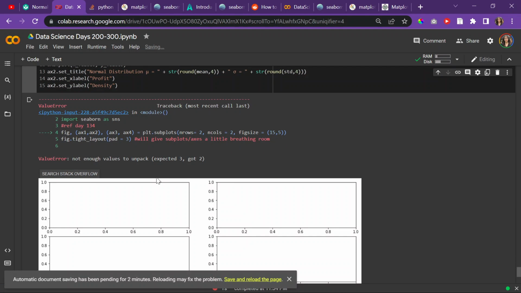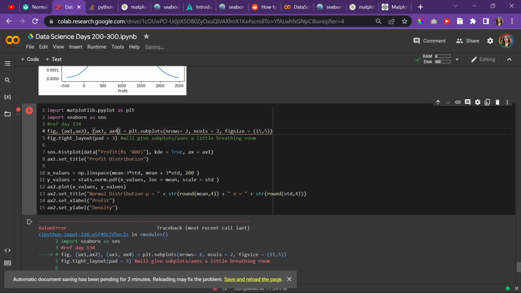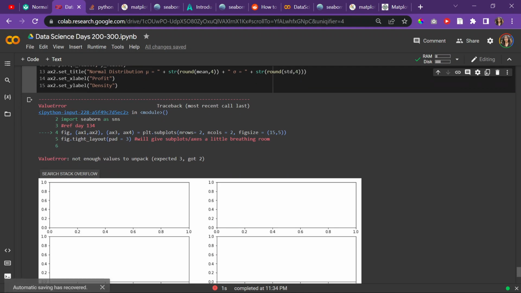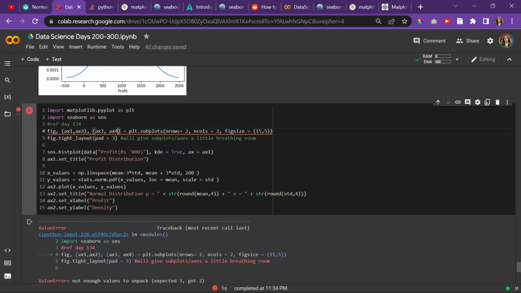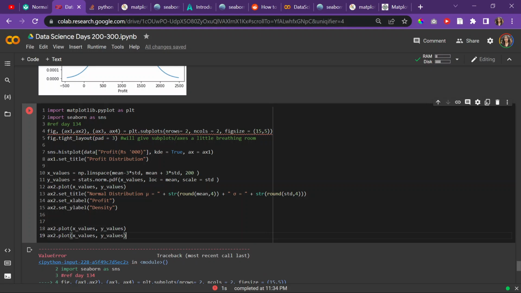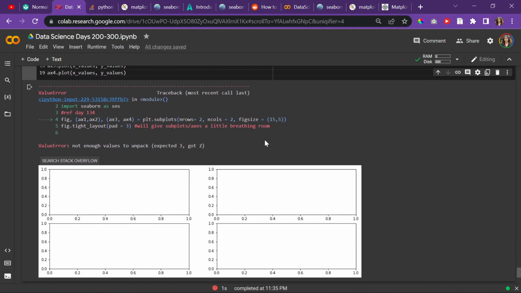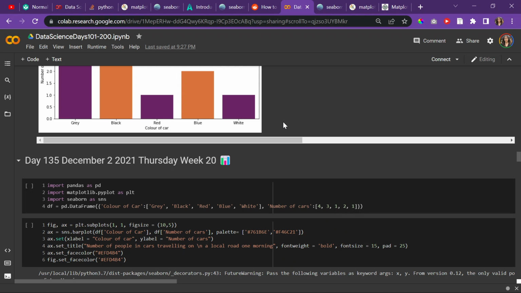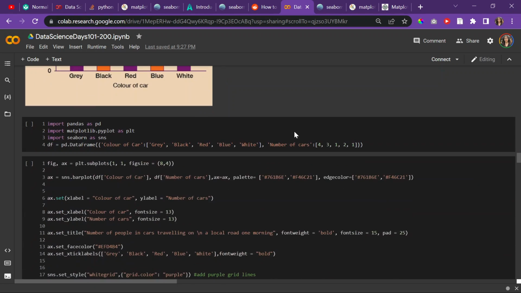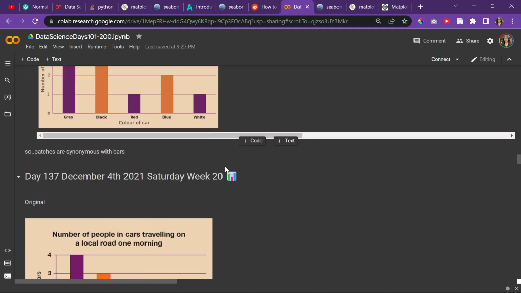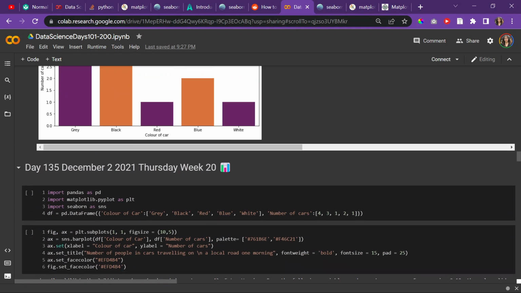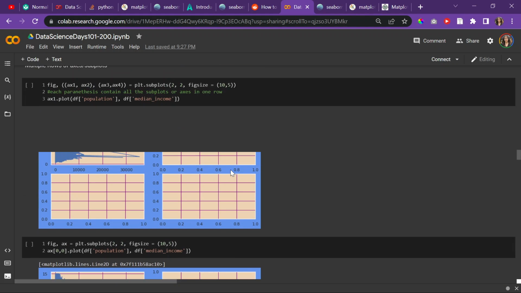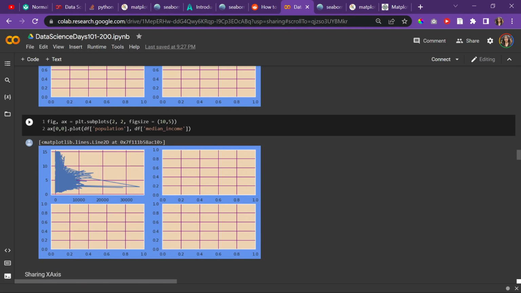Not enough values to unpack, expected 3, got 2. What do you mean, where? Number of 2 columns, right? So it's 4 plots. So I'll do, just right here, I'll quickly delete this later. I'll do 3, do 4. Not enough values to unpack, expected 3, got 2. Let me see what I have over here in data science, where I had basically multiple... right here. Yeah, interesting.